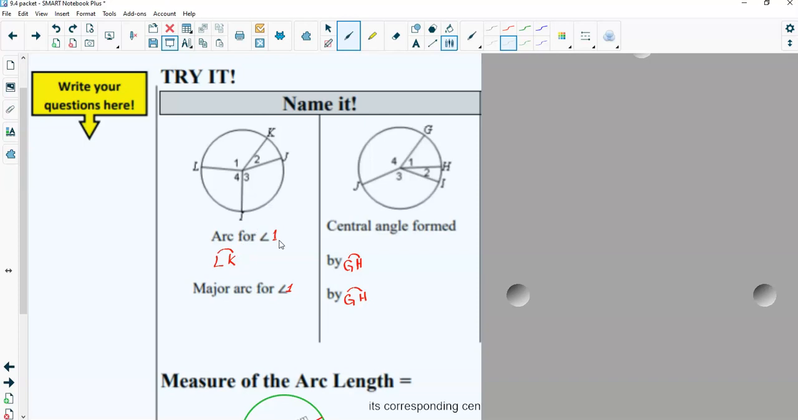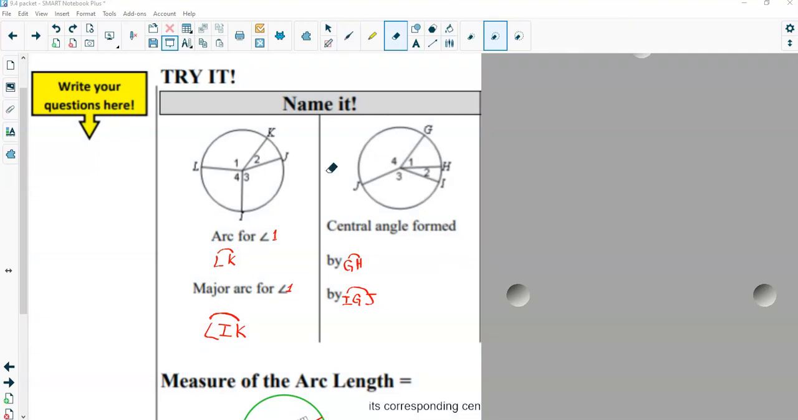That's the minor arc, right? That's the minor arc. The major arc for that one, it would be LIK or LJK. Doesn't matter which one you use, so I'm gonna use LIK. You have to use 3 points: L where I started, points where I go through, and then where I end up. LIK, that's the major arc, and that's arc LIK.